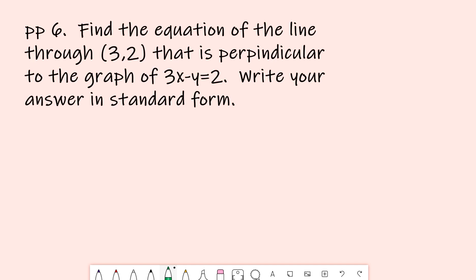All right, here it is. Pretty tough problem, I may add. It says, find the equation of the line through 3, 2 that is perpendicular to the graph of 3x minus y equals 2. Write your answer in standard form. All right, we have 2 issues going on. First of all, what does perpendicular mean?